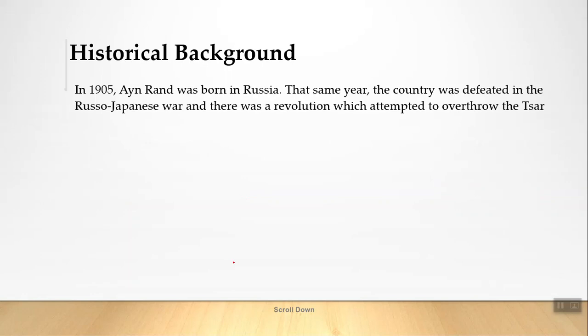So, taking a look at the historical background. In 1905, Ayn Rand was born in Russia, the same year that the Russo-Japanese War ended. The Russians and the Japanese were bitterly embattled over certain portions of land, and the Russians lost the war. At that point, there was a revolution and an attempt to overthrow the Tsar. Now, the Tsar, sometimes it's spelled with a C, and I think I have that a little bit later, but essentially the Tsar would be like the king, the head ruler.